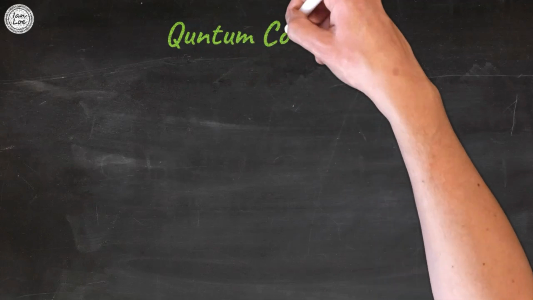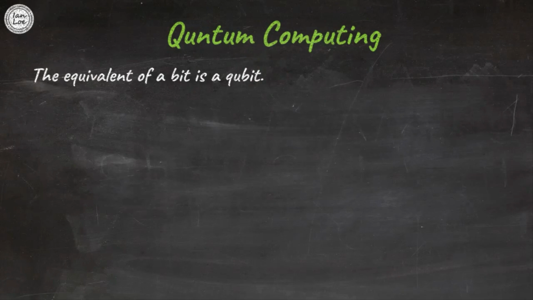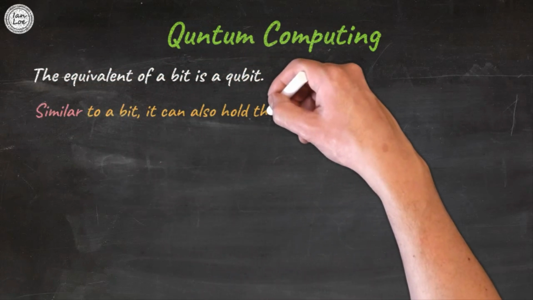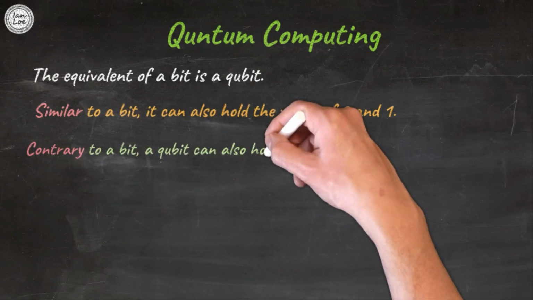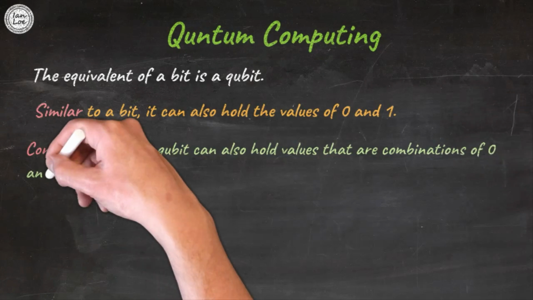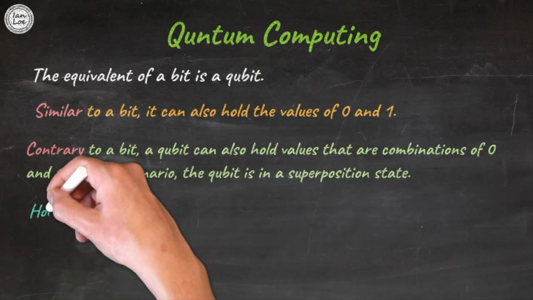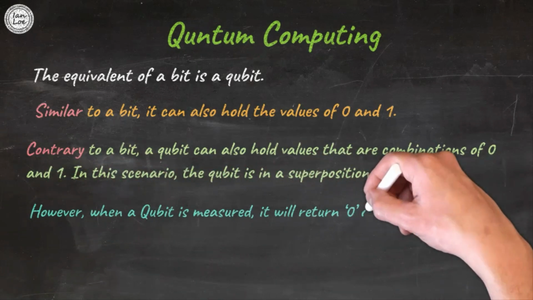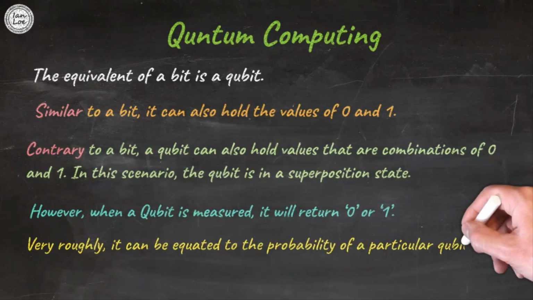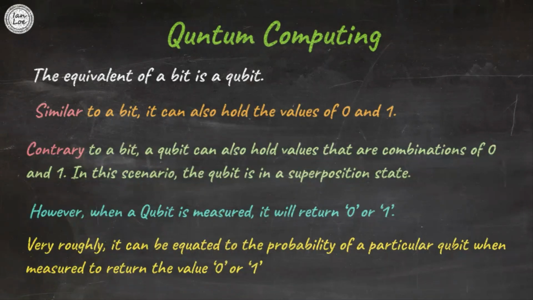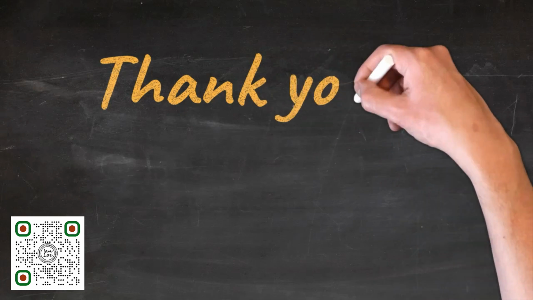Let us move to quantum computing. As mentioned earlier, the equivalent of a bit is a qubit. Similar to a bit, it can also hold the values of 0 and 1. Contrary to a bit, a qubit can also hold values that are combinations of 0 and 1. In this scenario, the qubit is in a superposition state. However, when a qubit is measured, it will return 0 or 1. Very roughly, it can be equated to the probability of a particular qubit, when measured, to return the value 0 or 1. I hope at this point you would have some appreciation of quantum mechanics.